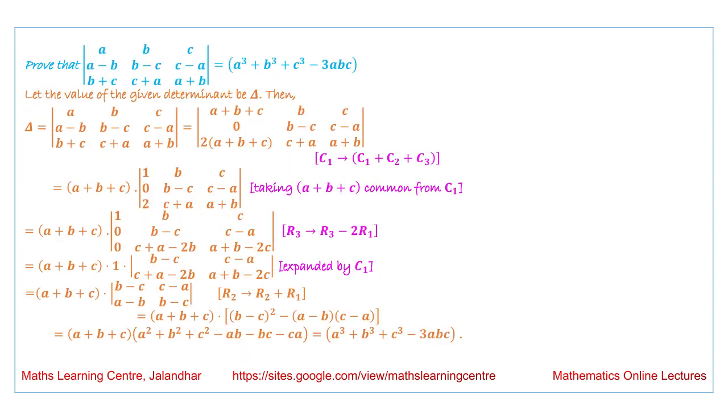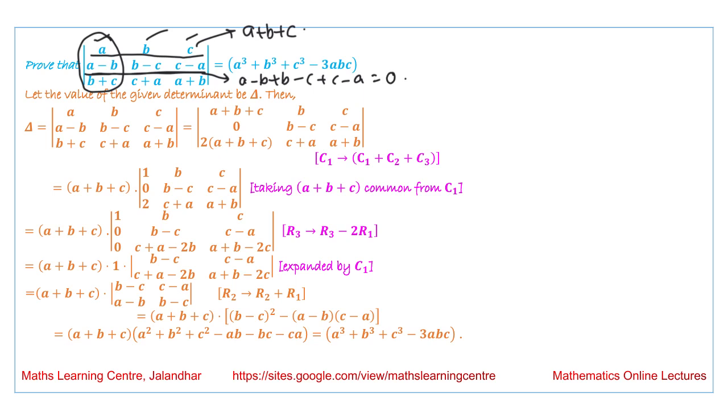Next we have to prove that this determinant is equal to this value. So again, if we look at this first column over here, we are considering the first column. If we add these values, the answer we obtain is A plus B plus C. If we add the elements of the second row, we will get A minus B plus B minus C plus C minus A. The answer we will obtain is 0. And if we add the values of the third row, we will get the answer as 2 times (A plus B plus C).